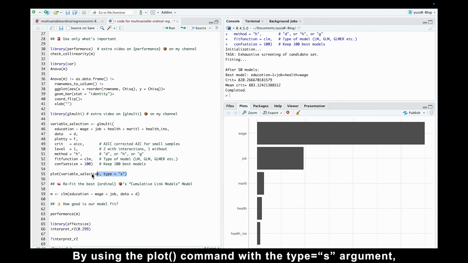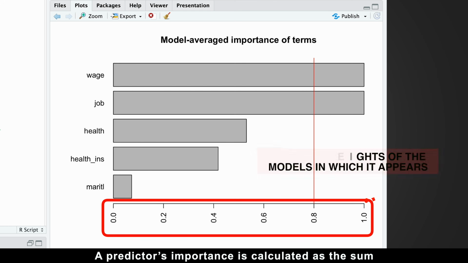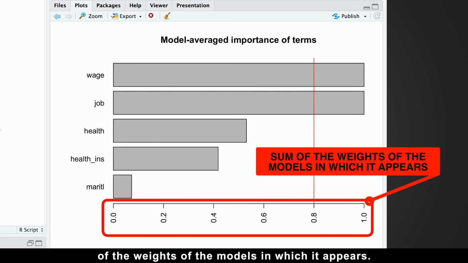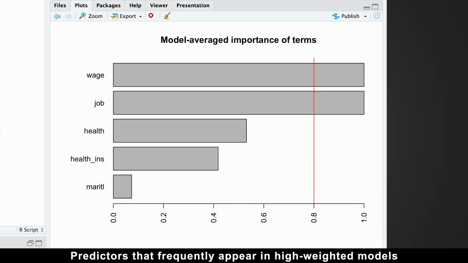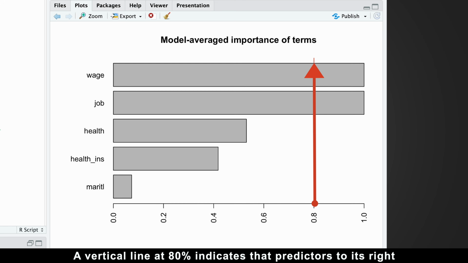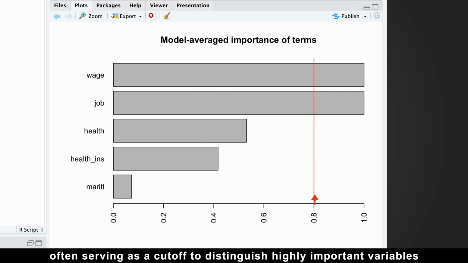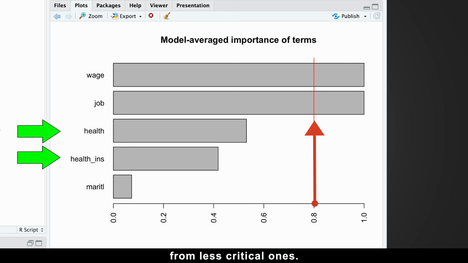By using the plot command with the type argument, we can visualize the relative importance of predictors across all models. A predictor's importance is calculated as the sum of the weights of the models in which it appears. Predictors that frequently appear in high-weighted models receive higher importance scores. A vertical line at 80% indicates that predictors to its right are included in 80% of the models, often serving as a cutoff to distinguish highly important variables from less critical ones.